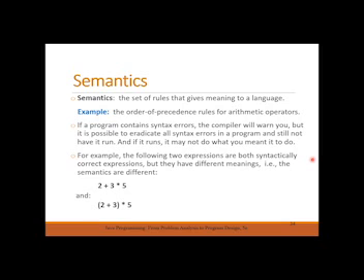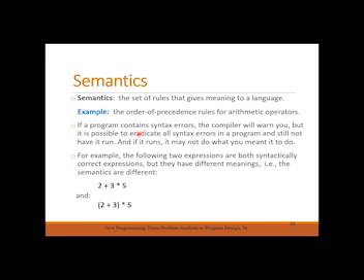Next is semantics. Semantics is the set of rules that gives meaning to a language. Example of a semantic rule is the order of precedence rules for arithmetic operators. If a program contains syntax errors, the compiler will warn you. But it is possible to eradicate all syntax errors in a program and still not have it run. And if it runs, it may not do what you meant it to do. It is more likely that the compiler will only see the syntax error.